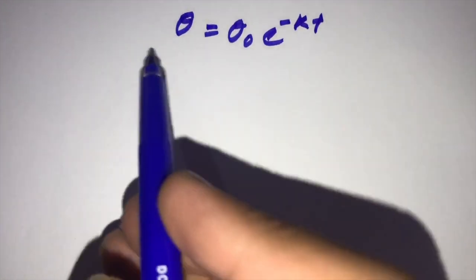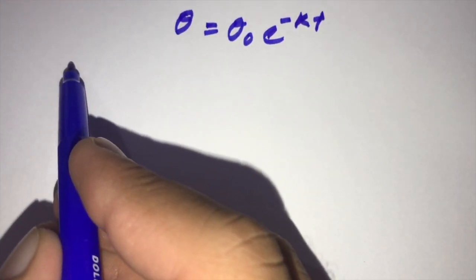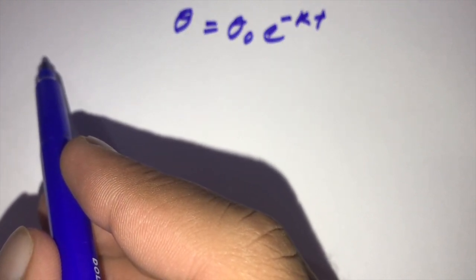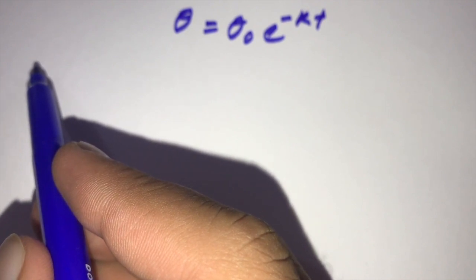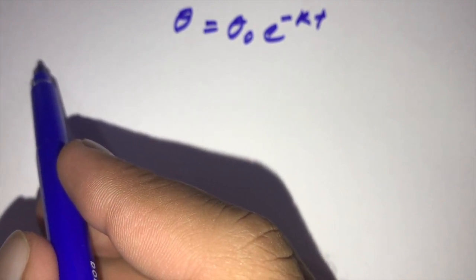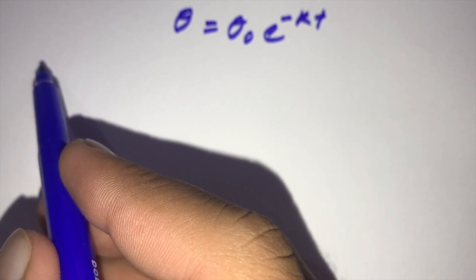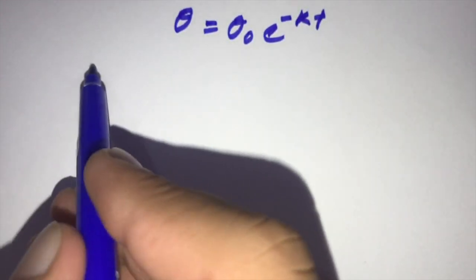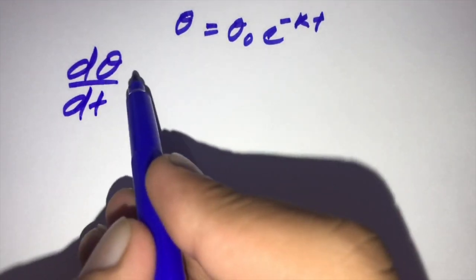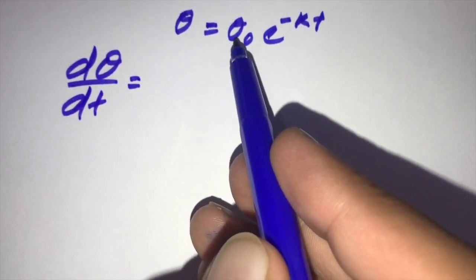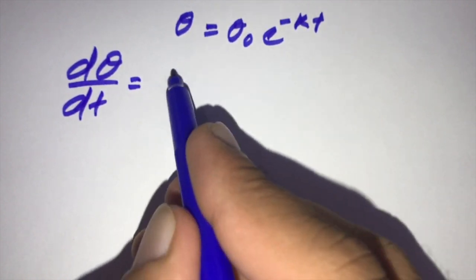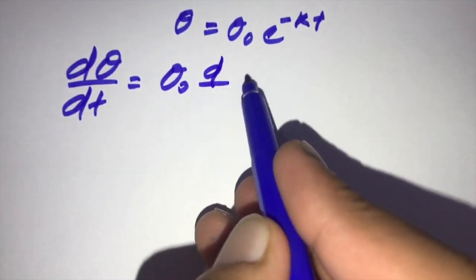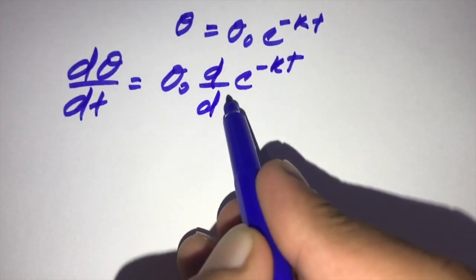First we take the derivative of this with respect to time, because it is mentioned in the question that we have to find the rate of change of temperature. So we take the derivative of this temperature theta with respect to time. d theta by dt is equal to, as theta naught is constant, we take it out. Now take the derivative of e raised to power minus kt with respect to time.